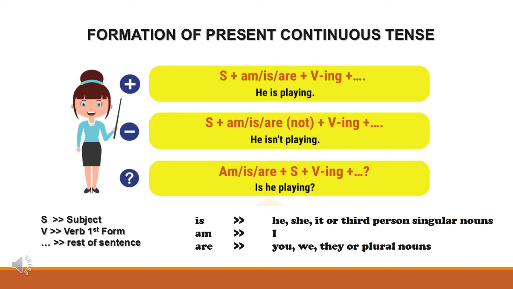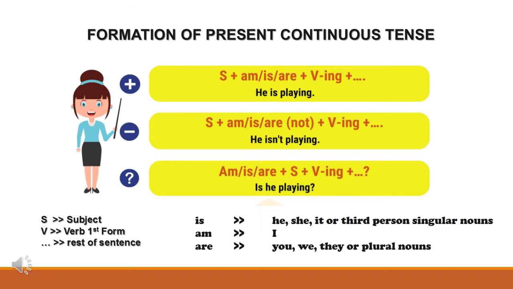Now, let's move towards the negative statement. Here, you will write your subject and then you will add your helping verb according to your subject. And after that, you will add not. Always remember to add not after your helping verb in negative statements. After adding not, you will write your verb with ing and then you will add the rest of the sentence, if there is any. Now let's move towards the question.